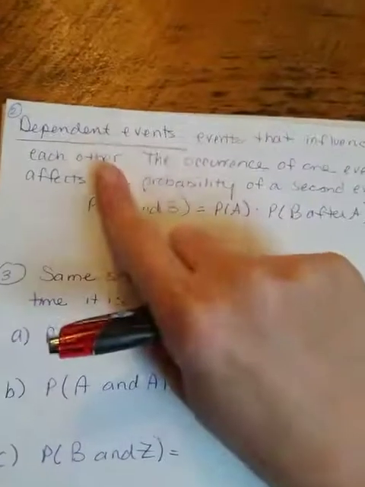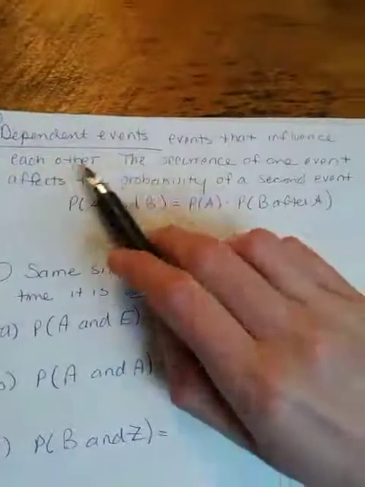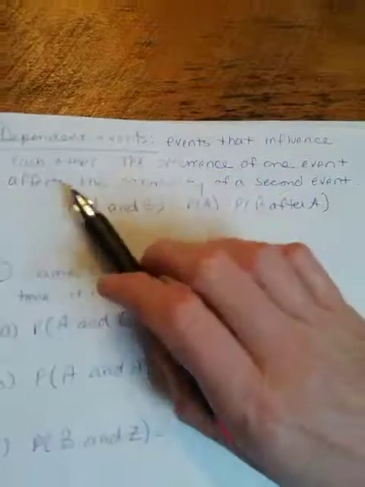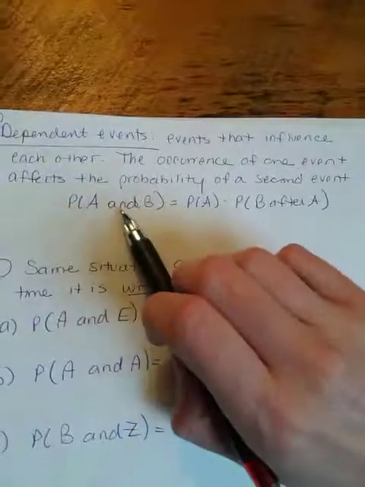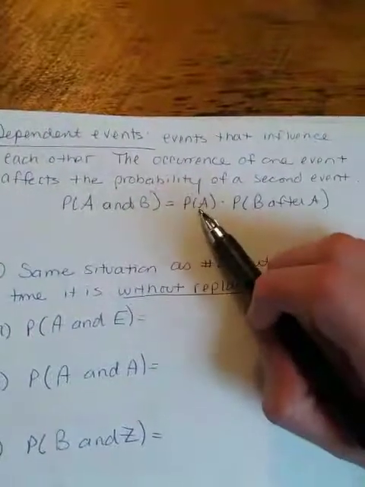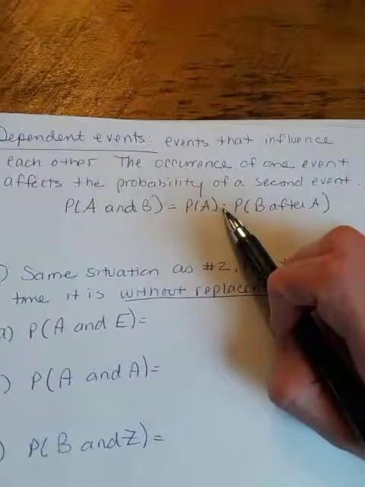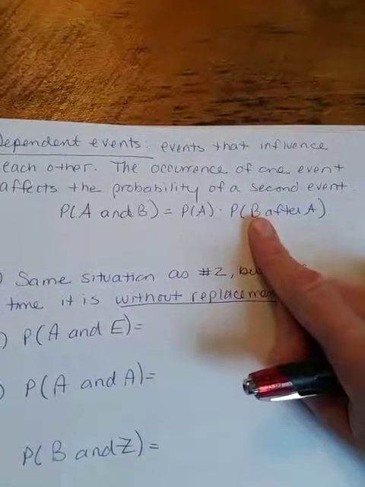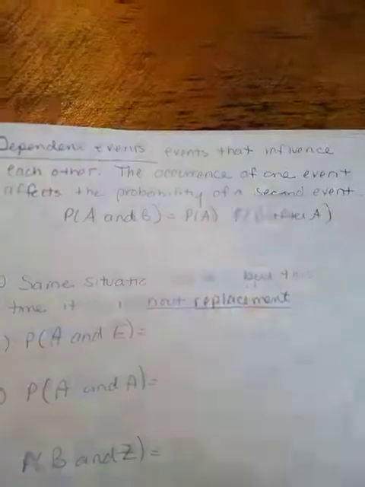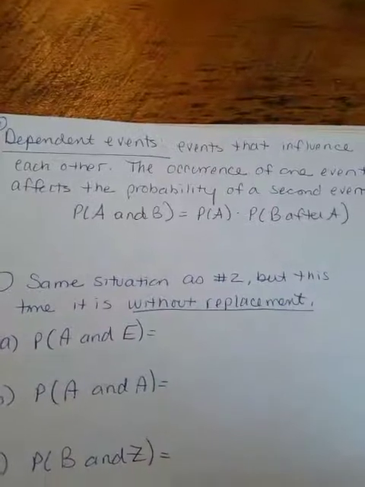The second type of compound event, which we just said are 2 events that happen at the same time, are dependent events. These are events that influence each other, meaning the occurrence of one event affects the probability of the second. So if we ask what's the probability of A and B and they are dependent events, we take the probability of A first and then we multiply by the probability of B, the second event, after A has already happened. And that's usually a little confusing until people see an example. So here we go with our example.